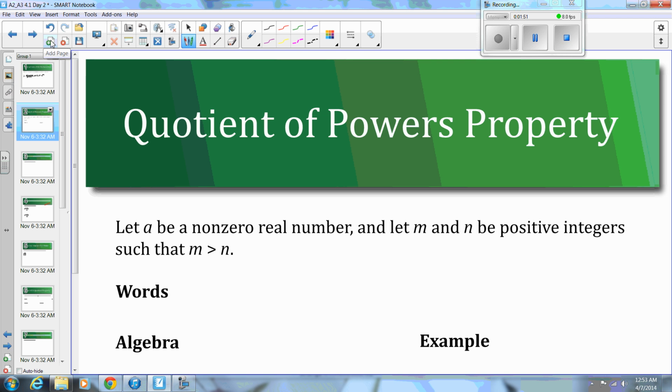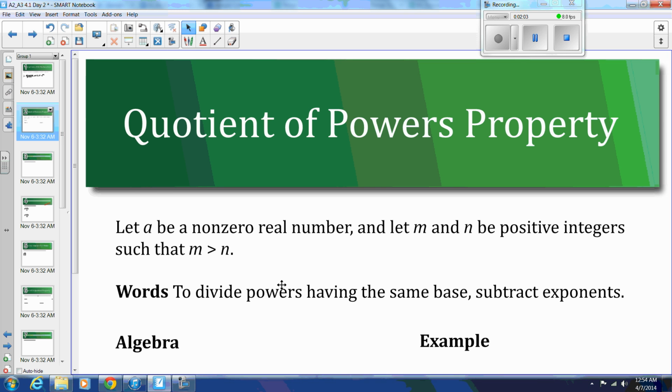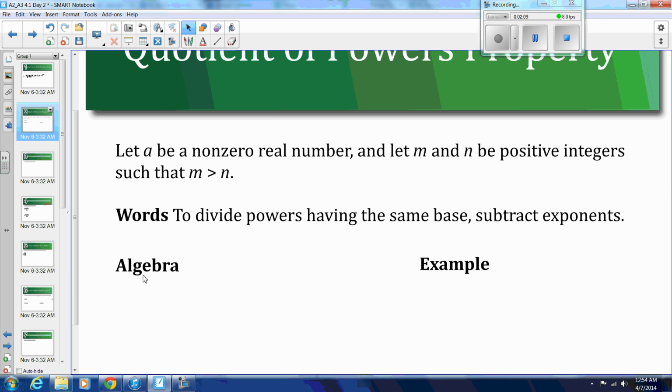All right, so let a be a non-zero real number and m and n be positive integers such that m is greater than n. If that's the case, then we can say this in words. To divide powers having the same base, you subtract exponents. Okay? 5 minus 3, we just did that. We're subtracting. What is the algebraic representation of that? A to the m divided by a to the n is a to the m minus n. And of course, a cannot be equal to 0.